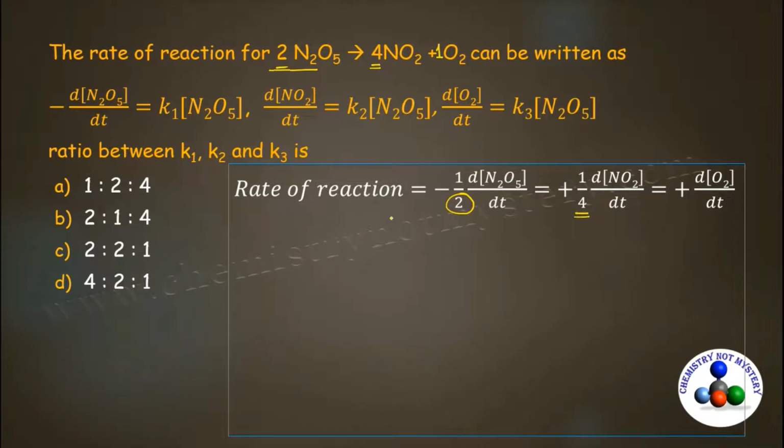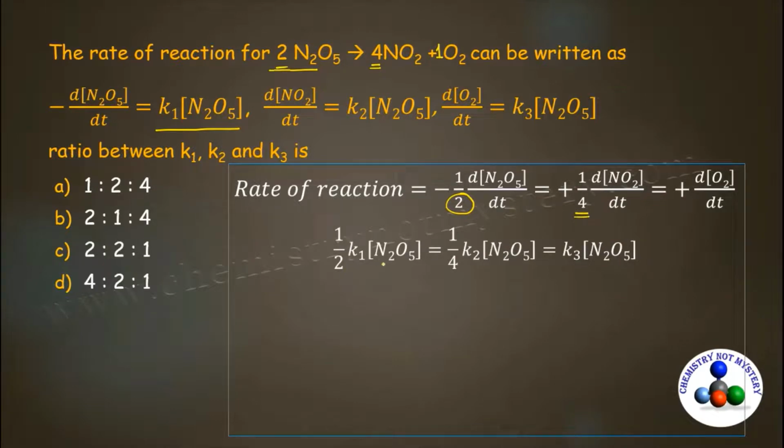Now place the value of dN2O5 over dt that is given in the question is equal to K1N2O5. So you will get 1 by 2 K1N2O5. The value of dNO2 over dt is given K2 multiplied by the concentration of N2O5. So here you will get 1 by 4 K2 N2O5. The value of dO2 over dt is given K3 multiplied by the concentration of N2O5. So here I have written K3 multiplied by the concentration of N2O5. So here N2O5 will get cancelled out from each of the equation.